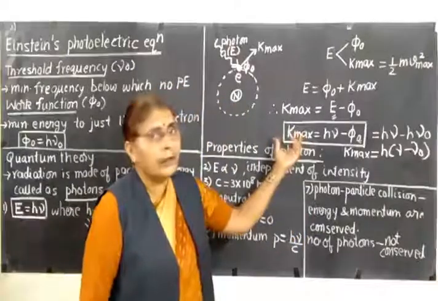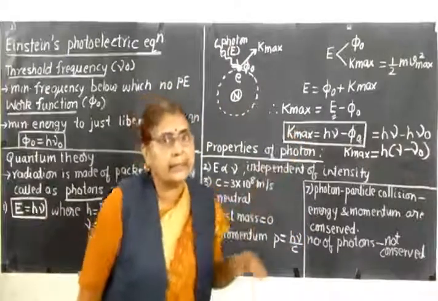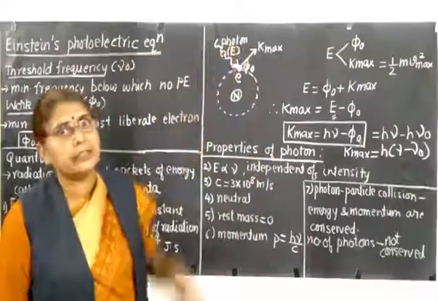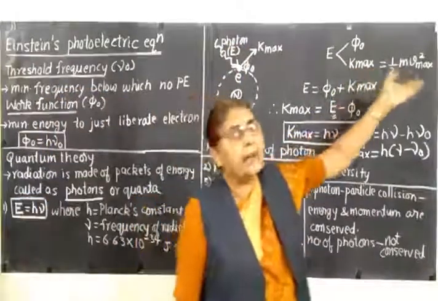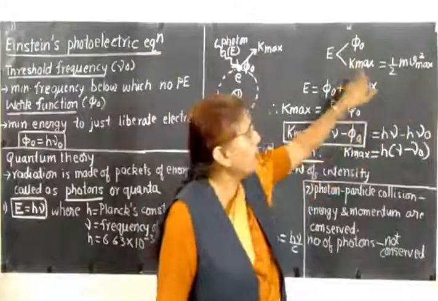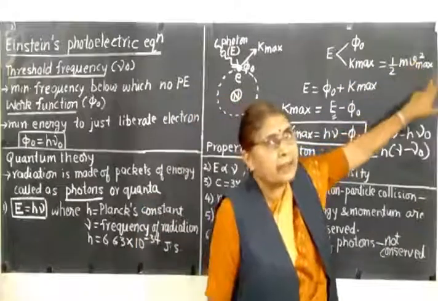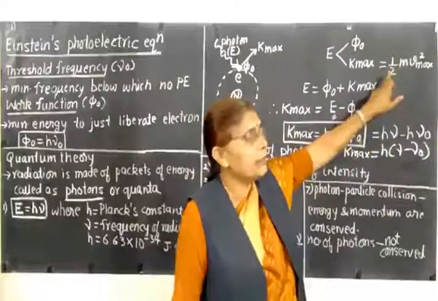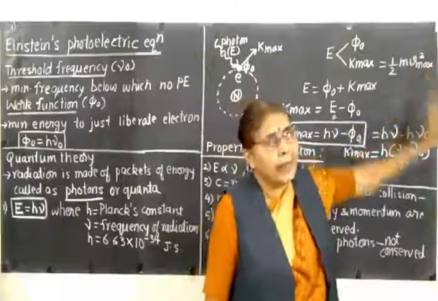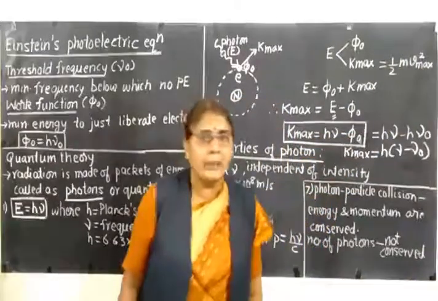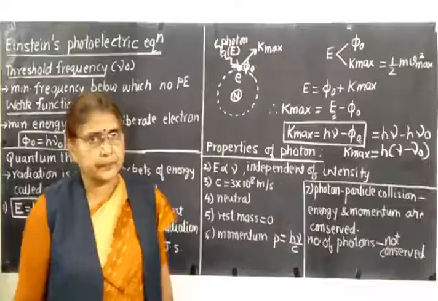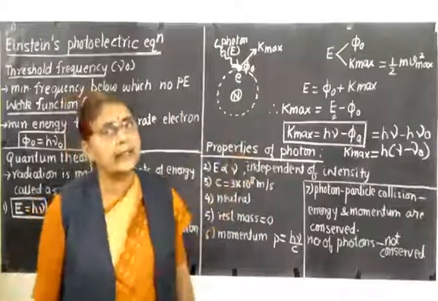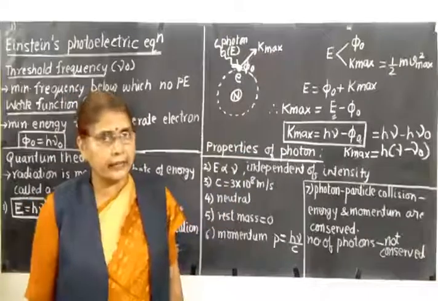So what is the formula for K max? K max is nothing but the kinetic energy with which the electron moves. The formula for kinetic energy is half m v square. Because it is maximum kinetic energy, we put the maximum velocity here. So K max is given by half m V max square, where V max is the maximum velocity of the emitted electron. So this is about Einstein's photoelectric equation.